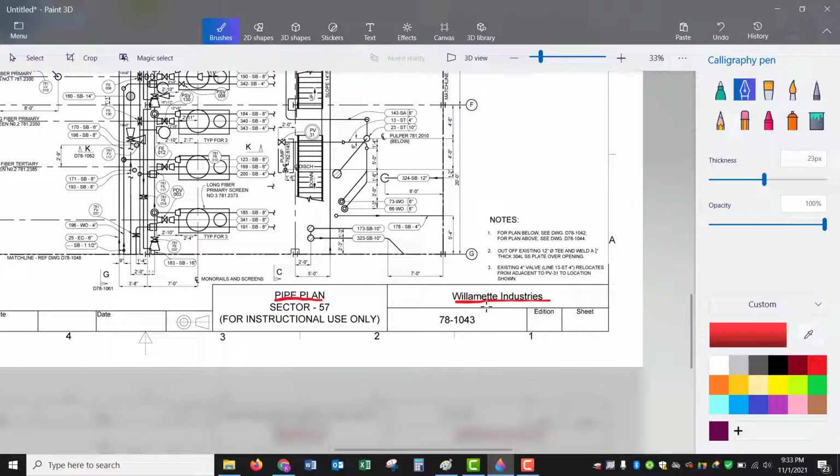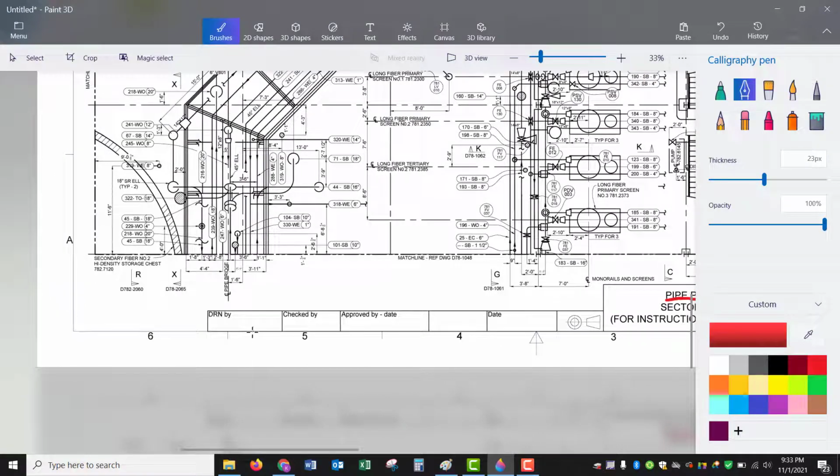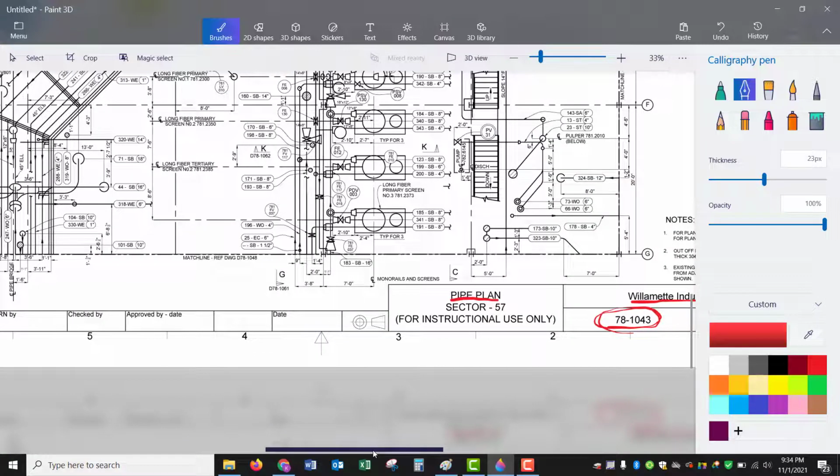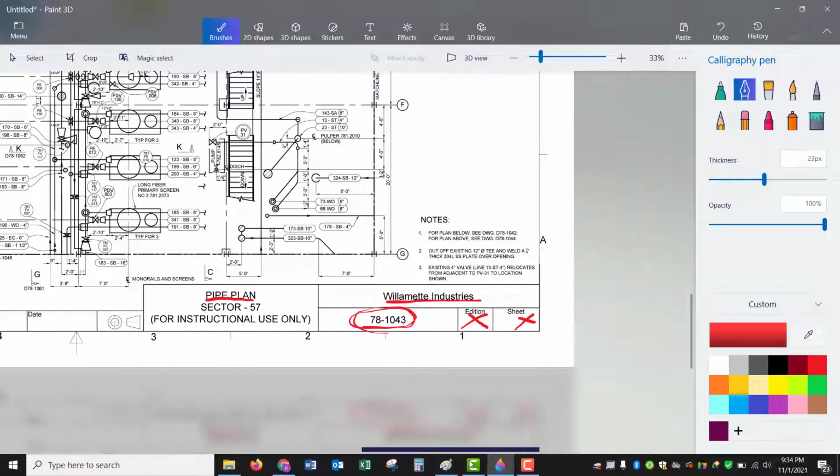This is Willamite Industries. This right there is the drawing number. Some information is not given here, like edition and sheet number. If I move to this side, I don't have a drawn by, but this would be the drawn by, so the person who actually drew this. Checked by, that would be a supervisor that would check the drawings just to check for accuracy. Approved by would be a third person that checks it, date that it was generated, and so on.